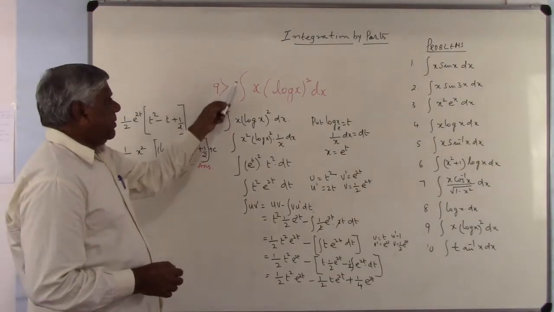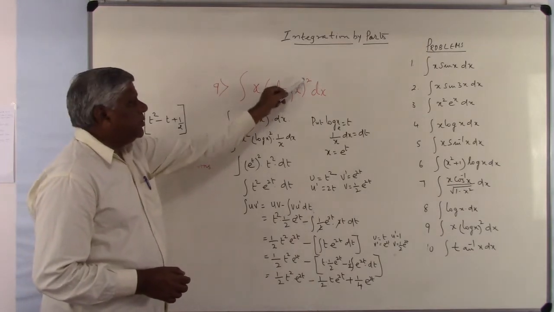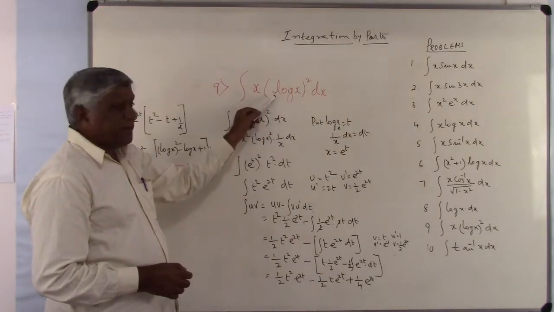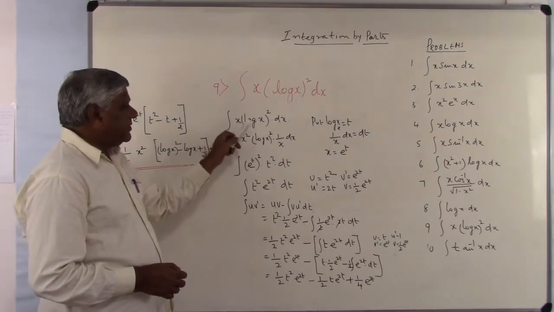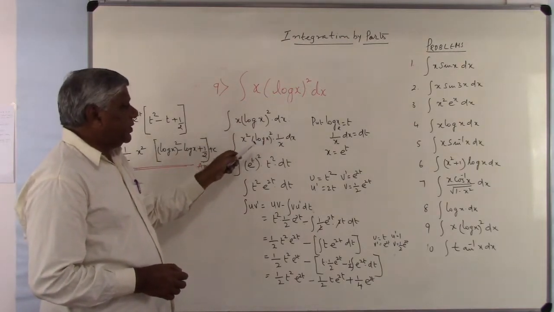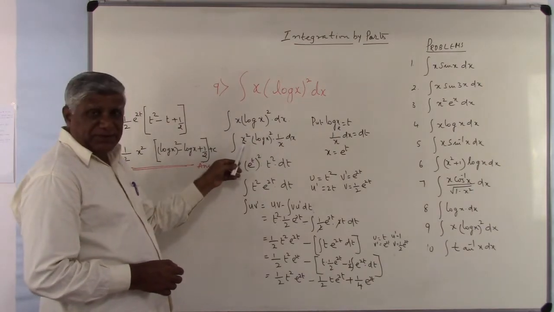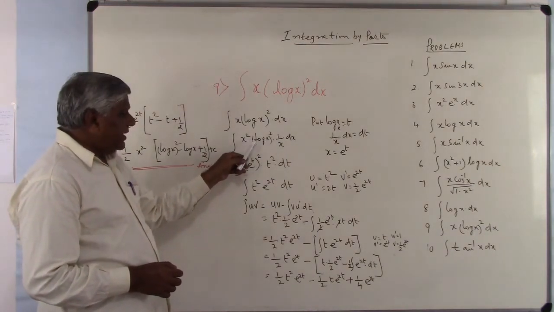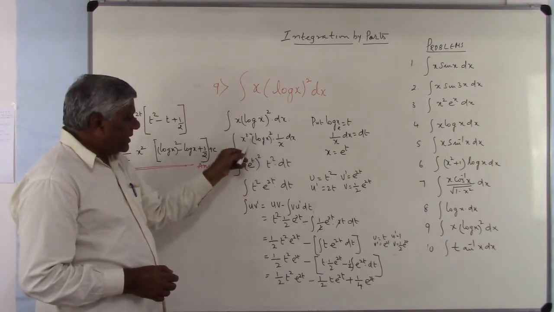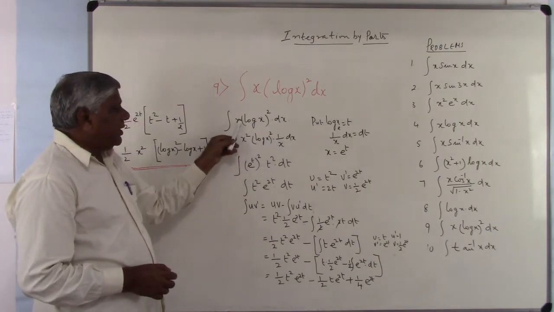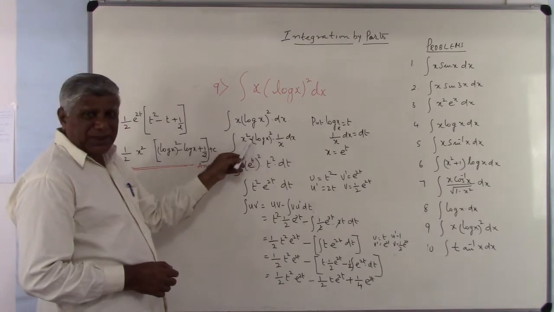See this ninth problem, integral of (x log x) whole square dx. This is a typical problem. Here you have to keep (x log x) whole square dx. You make this adjustment: x square into (log x) whole square into 1 by x. This adjustment I have made. X square, x cancel, only x you get. This adjustment I have made here.